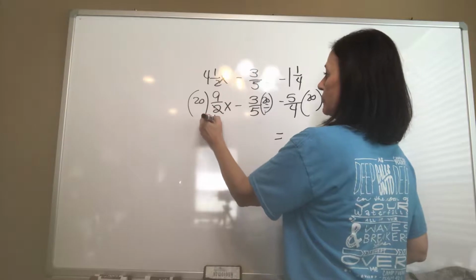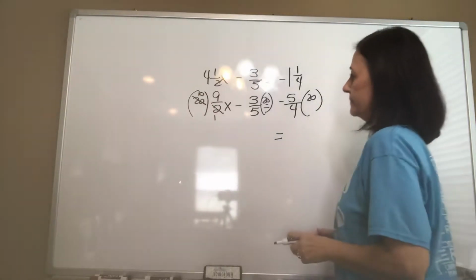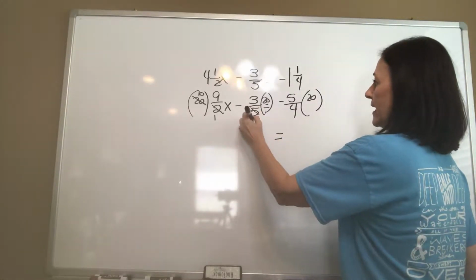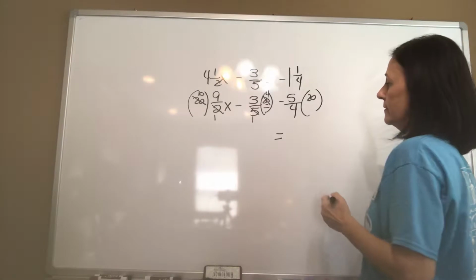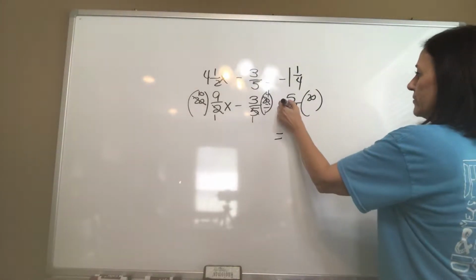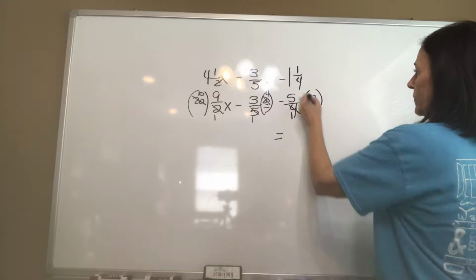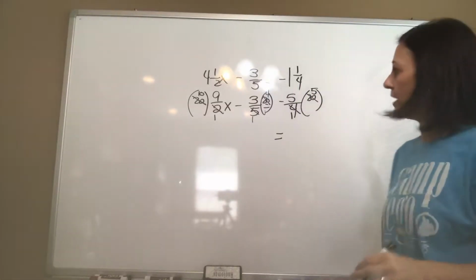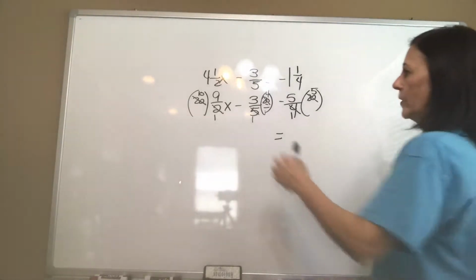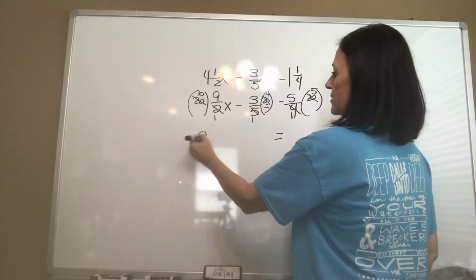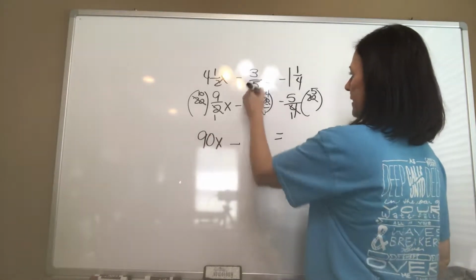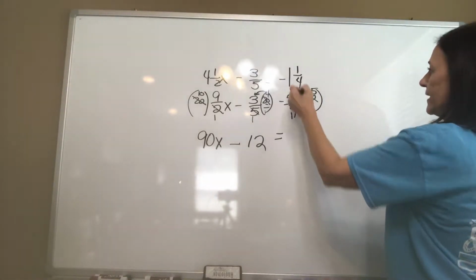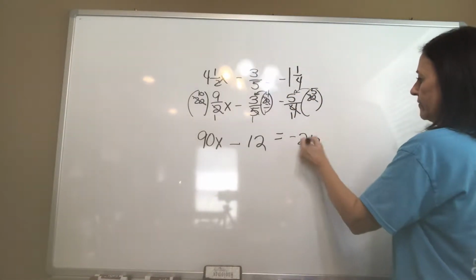So 2 goes into 2 once, and into 20 ten times. 5 we can simplify as 1 and 20 as 4. And on the other side of the equal sign, we can simplify 4 to be 1 and 20 to be 5. Now once we've simplified, all of our denominators are eliminated, and we can multiply. So we end up with 90x minus, that's 4 times 3, 12, equals negative 5 times 5, negative 25.